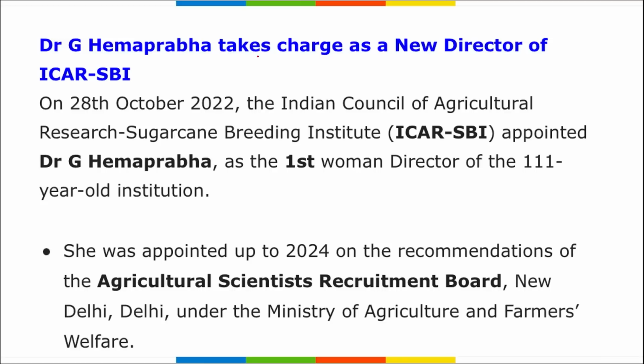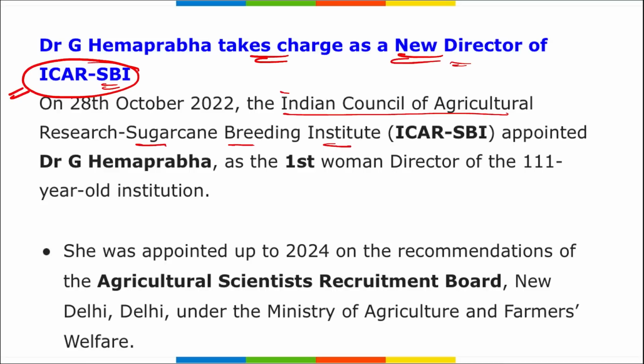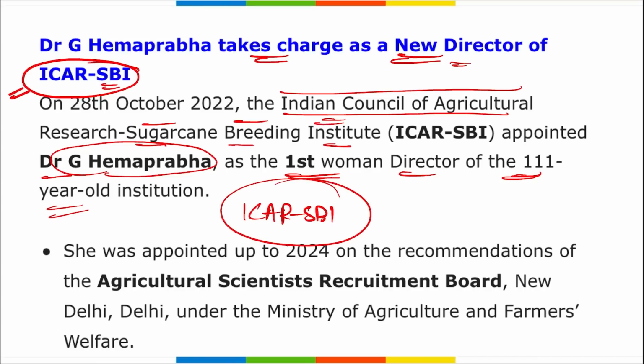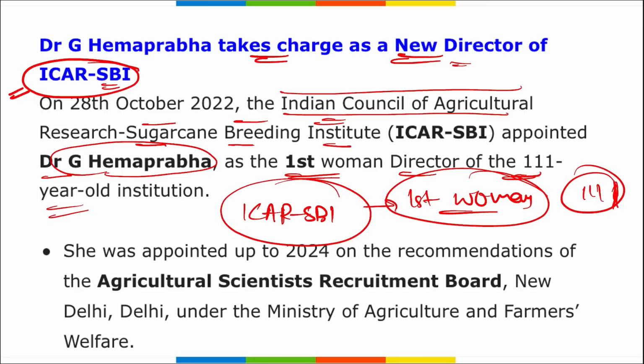Mark it. Next is who has taken over charge as the new Director of ICAR SBI. ICAR is your Indian Council of Agricultural Research, and SBI is a department of ICAR, the Sugarcane Breeding Institute. So who has been appointed as the new director of the ICAR Sugarcane Breeding Institute? Dr. G. Hema Prabha has been appointed as the first woman director of the 111-year-old institute, that is ICAR SBI. So ICAR SBI has a new director, and she is the first woman director in the 111-year-old institute.